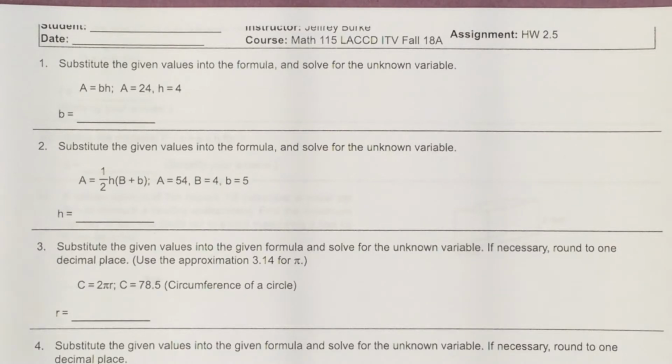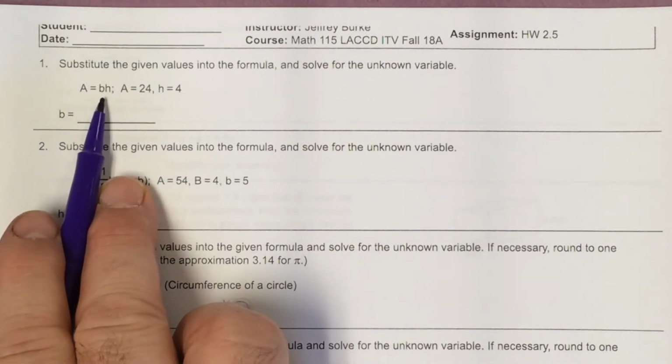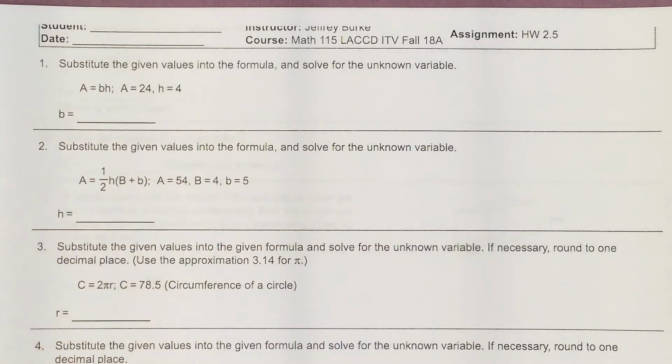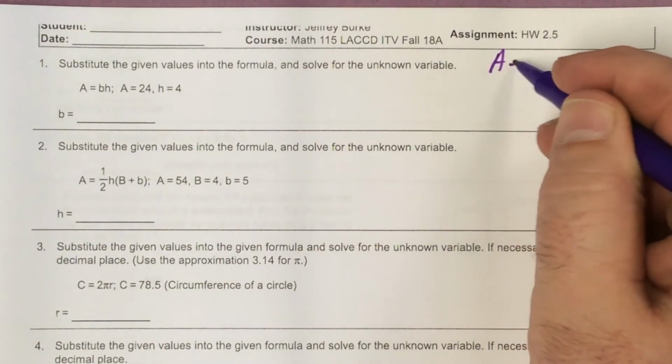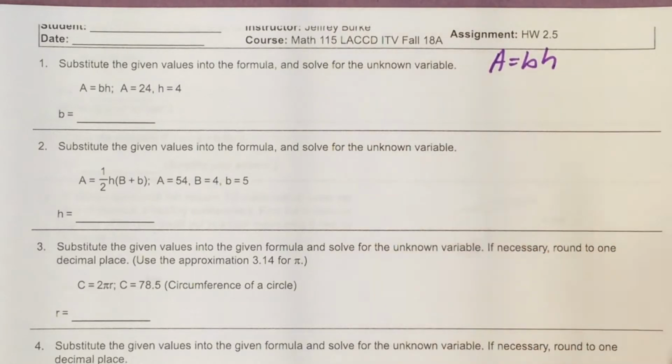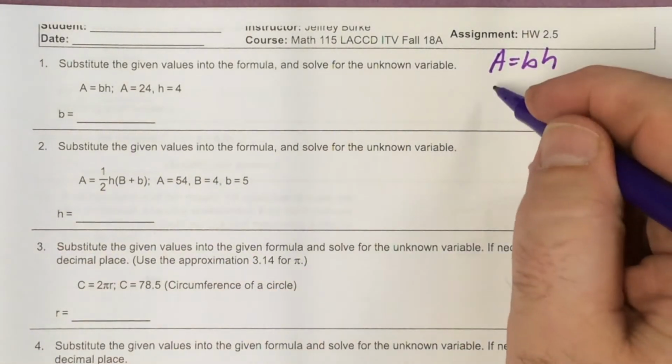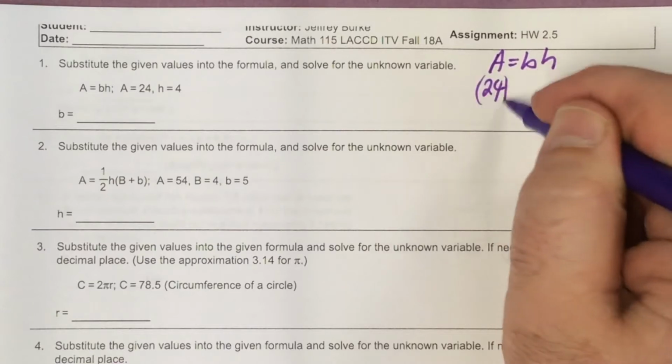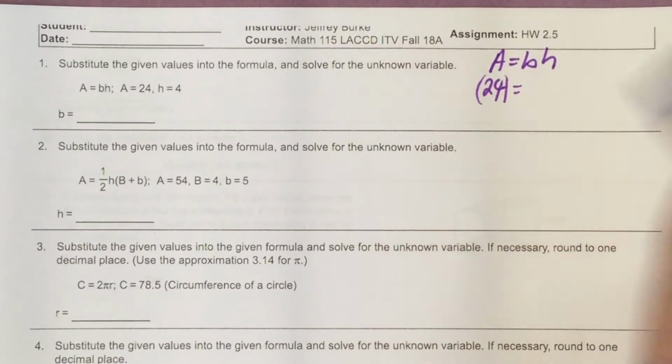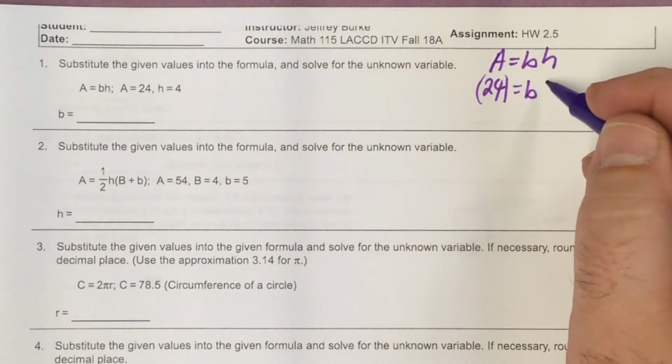They're telling us that when you sub in certain values, they want us to find the missing value that we don't know. Take in this case the formula a equals b times h, when a is equal to 24 and h is equal to 4. So we're going to write out that formula: A equals the base times the height. And we're told that a is equal to 24 and that h is equal to 4. Therefore, we don't know the value of b.